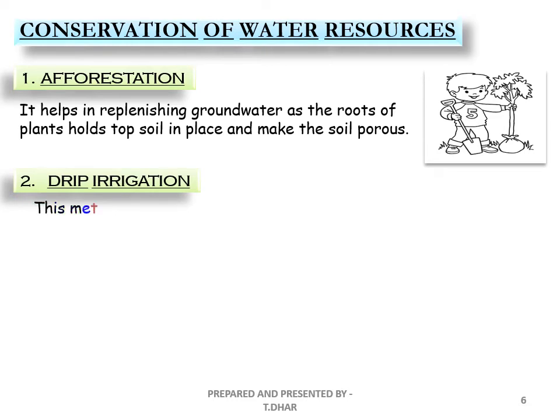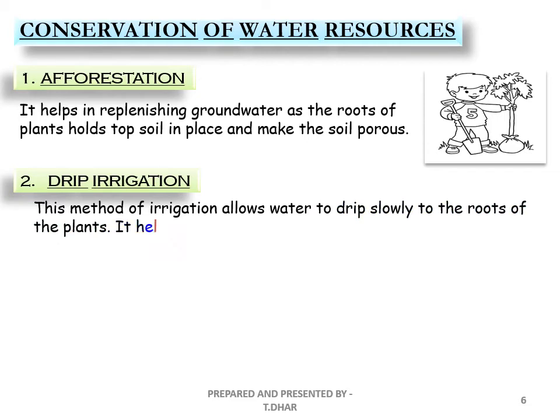The next step is drip irrigation. This method of irrigation allows water to drip slowly to the roots of the plants. It helps in preventing wastage of water. In traditional methods of irrigation, a lot of water resources gets wasted because we keep on irrigating the water throughout the field, and that much water is not needed for the crops at times.